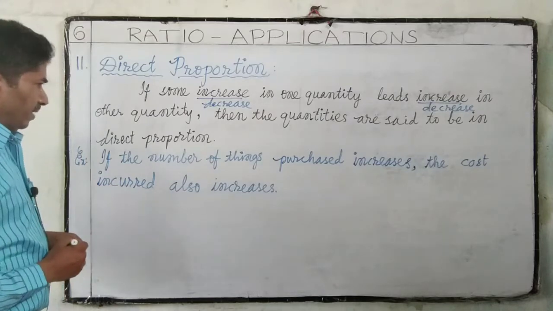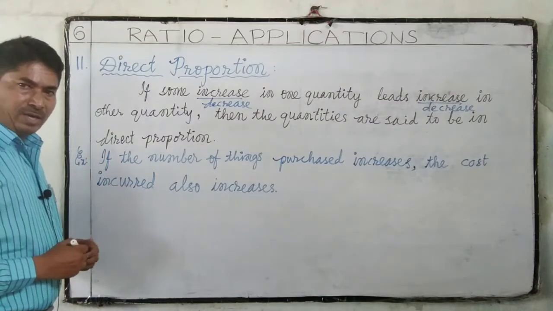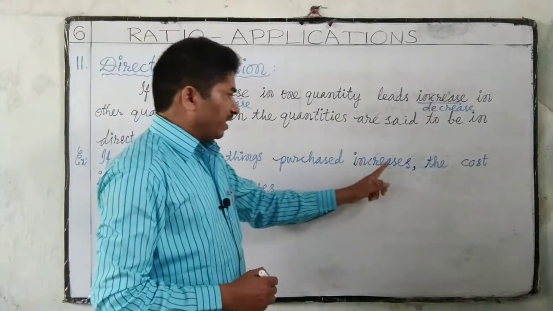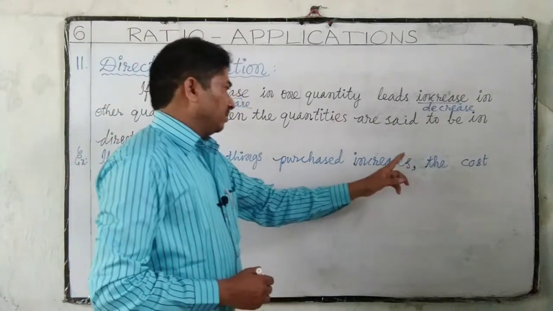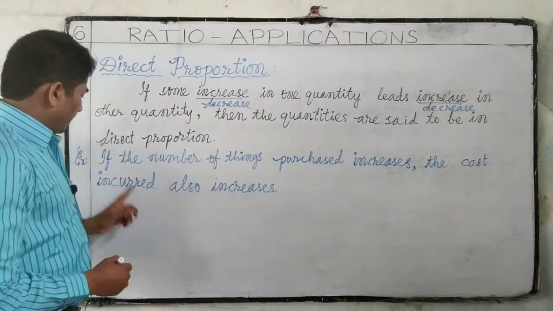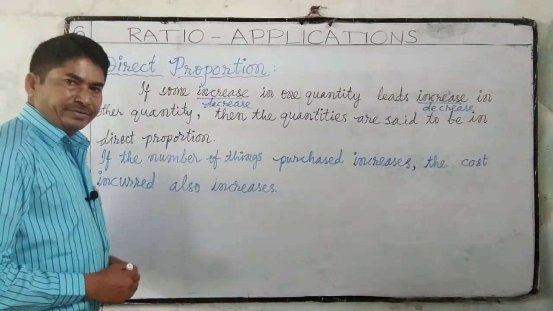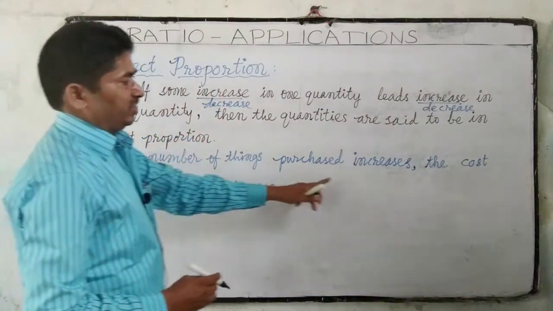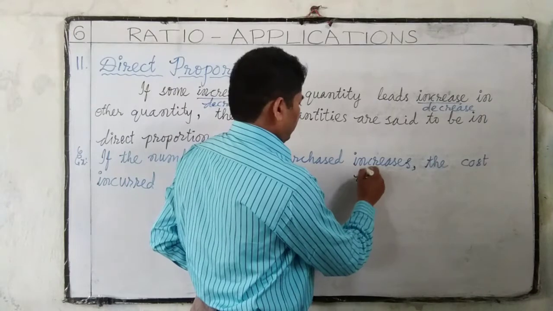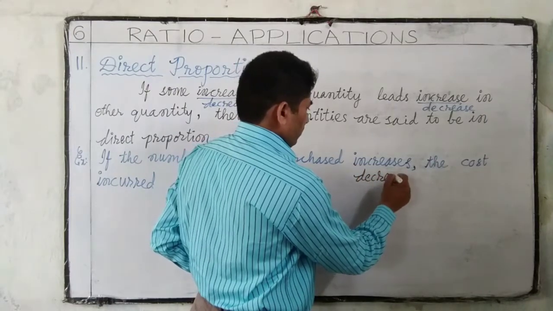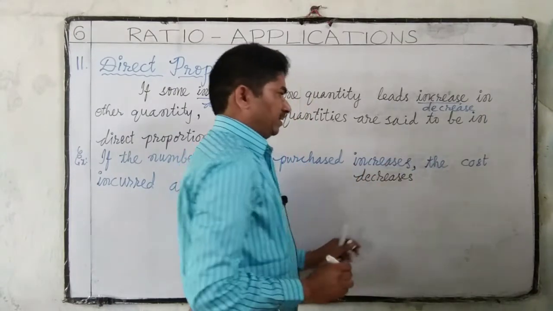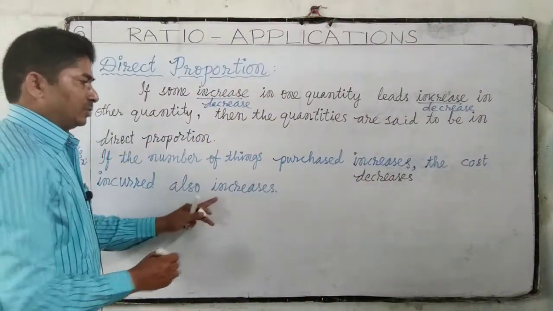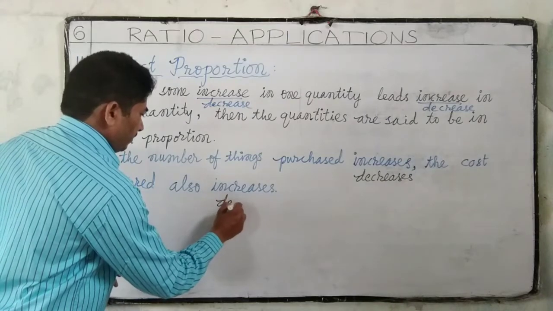Here is an example. If the number of things purchased increases, then the cost incurred also increases. If the number of things purchased decreases, then the cost incurred also decreases.